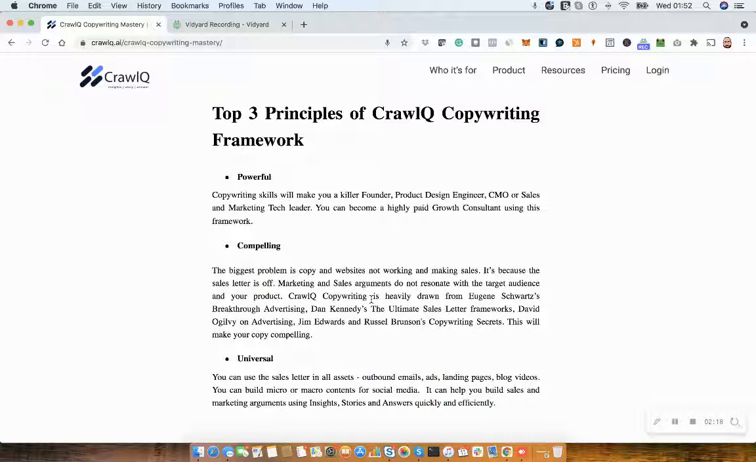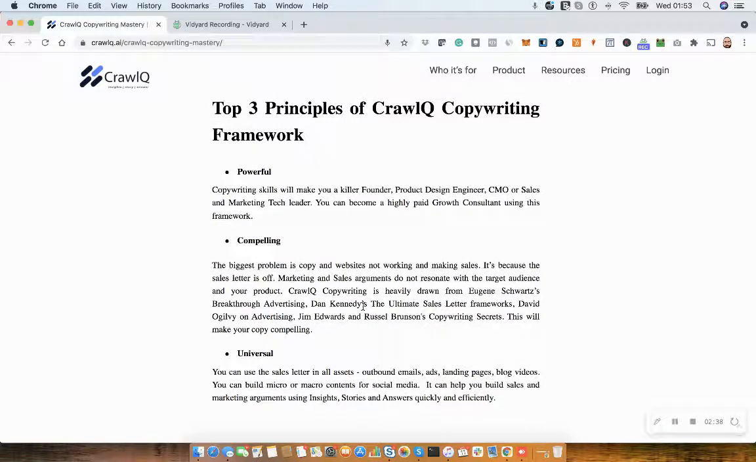What I did here is assemble the whole framework and implement it inside CrawlQ. My favorite is Jim Edwards and Russell Brunson's Copywriting Secrets. That's why this framework is very useful and foundational. It's compelling, and it's also universal: you can use it in your blog posts, sales letters, micro content, macro content, outbound emails, ads, landing pages, blog videos. You can build social media posts.